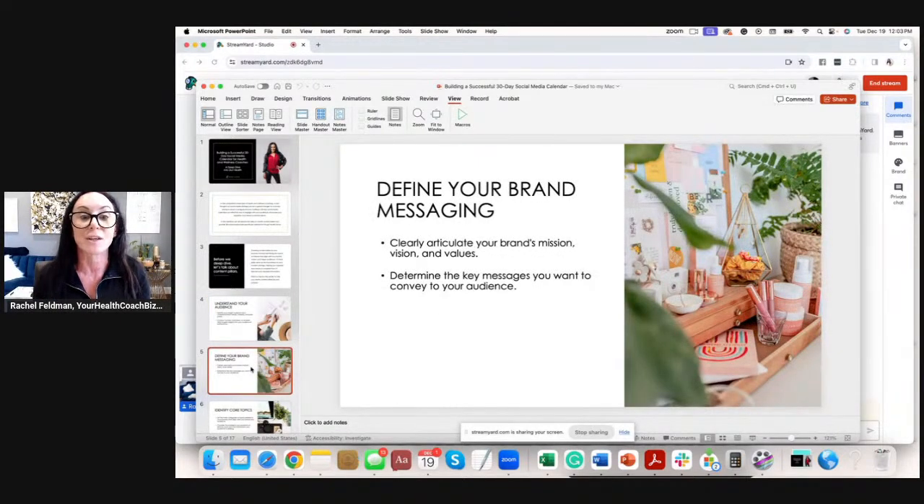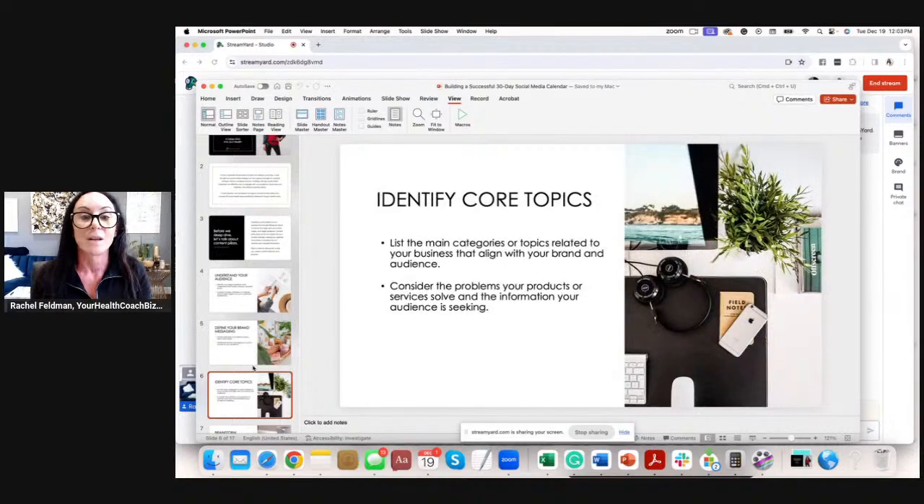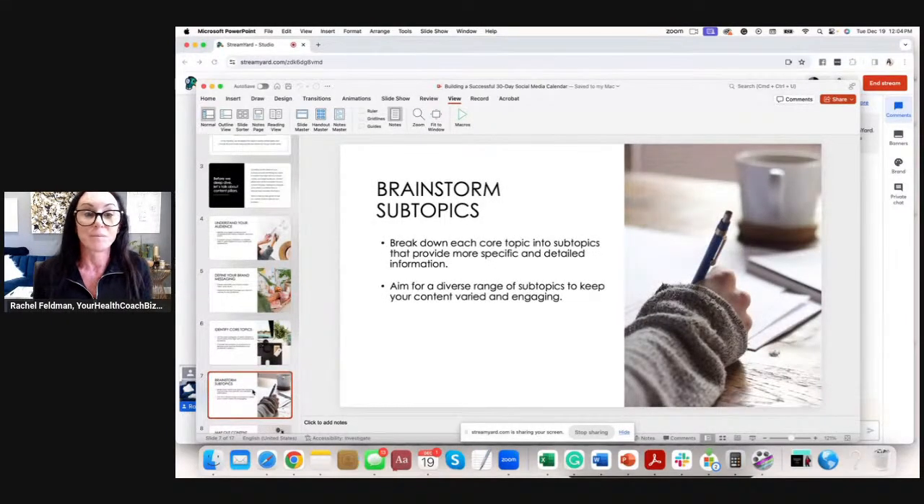Define your brand messaging. Clearly articulate your brand's mission, vision, and values. Determine the key messages you want to convey to your audience. Identify core topics. List the main categories or topics related to your business that align with your brand and your audience. Consider the problems or products or services and the information your audience is seeking. Brainstorm subtopics. Break down each core topic into subtopics that provide more specific and detailed information. Aim for a diverse range of subtopics to keep your content varied and engaging.